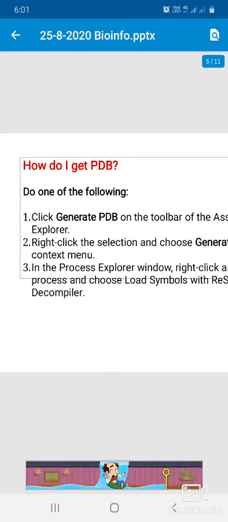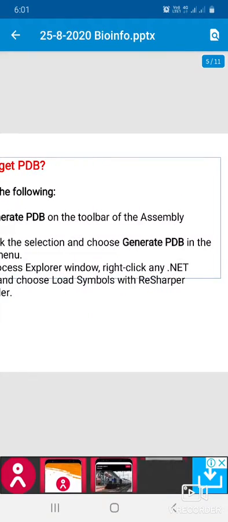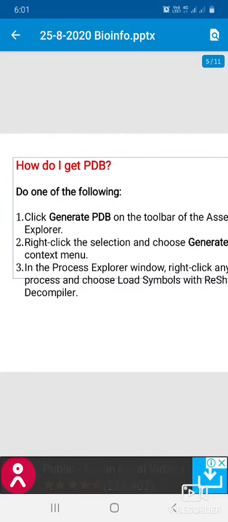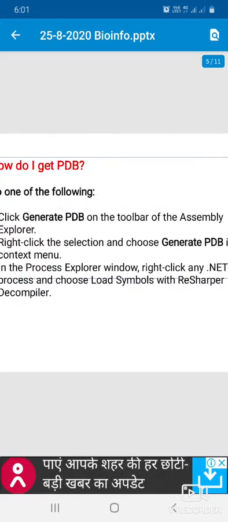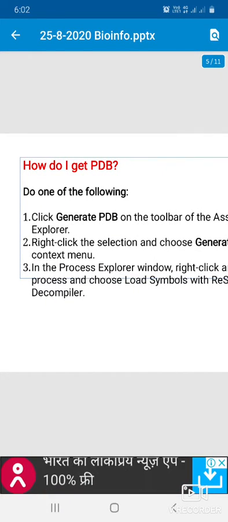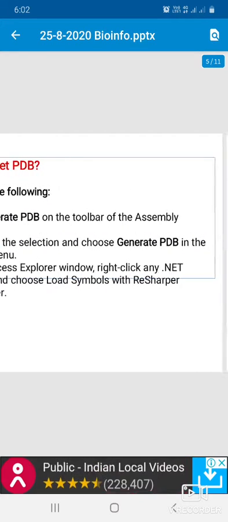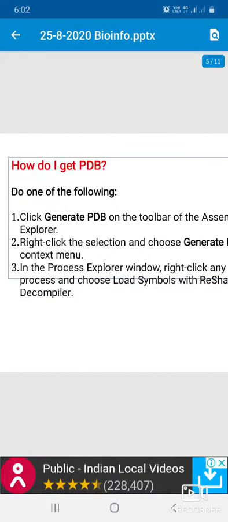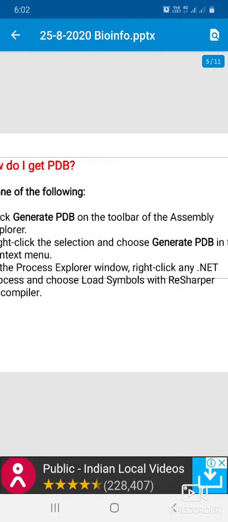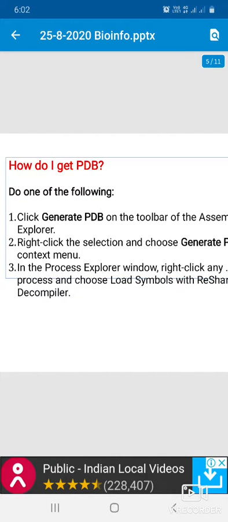How do we get the Protein Data Bank? One way is to click the generate PDB toolbar to assemble the explorer, and then right click the selection and choose generate PDB in the context box. Then in the process explorer window, right click any .NET process and choose load symbols with the ReSharper decompiler. This is how we get the Protein Data Bank.